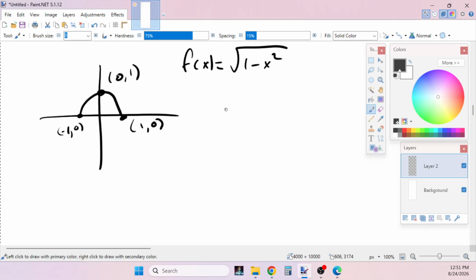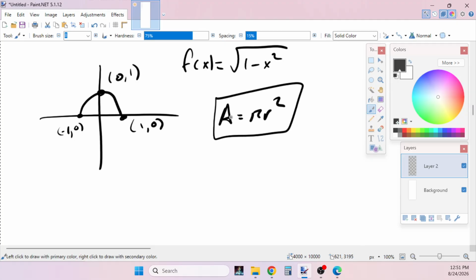And again, since it's a circle, we could use geometry. We know the area of a circle is equal to pi r squared. But we're building up our calculus intuition. So this is the complete answer to problem 26, just drawing the graph there.